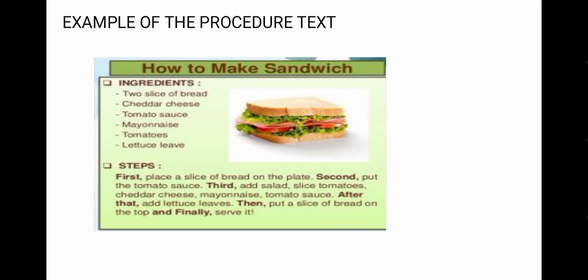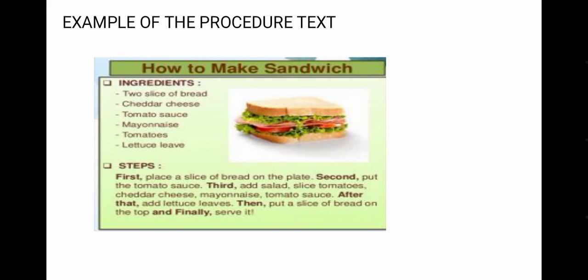Okay, let's discuss the characteristics. What characteristics are used based on the example how to make a sandwich? Okay, in the steps the text uses present tense, and then the text uses numbering. You can see there are first, second, third, and finally.